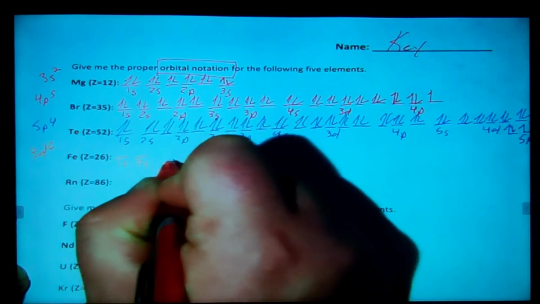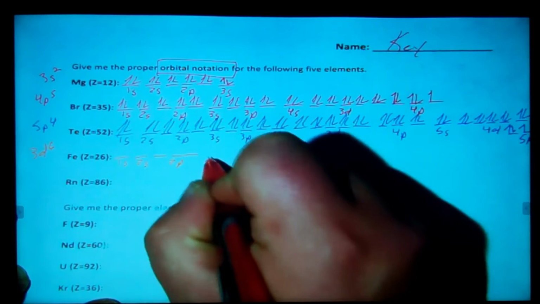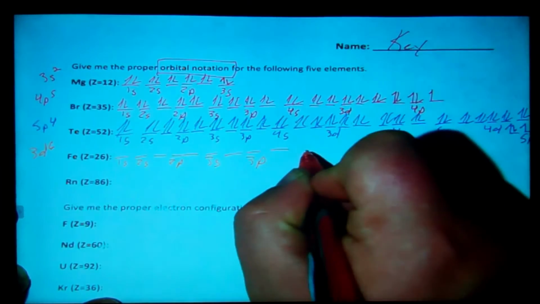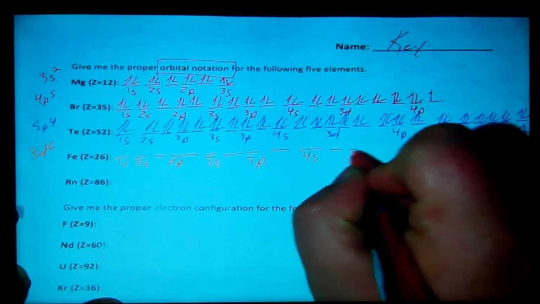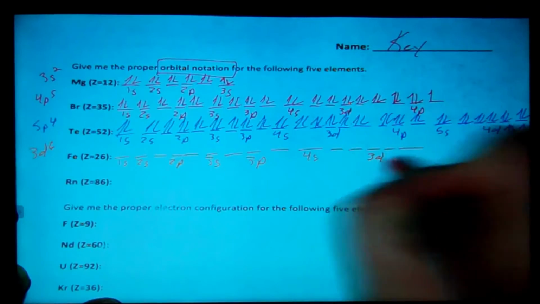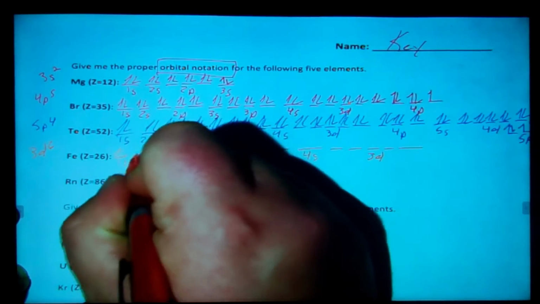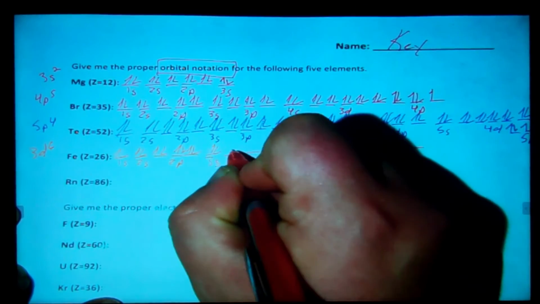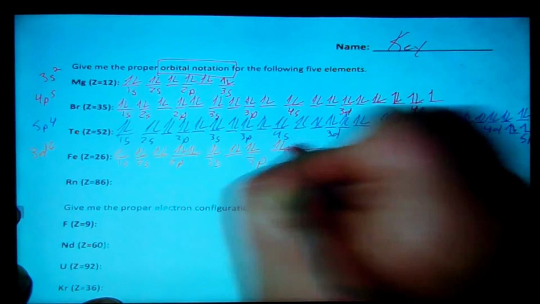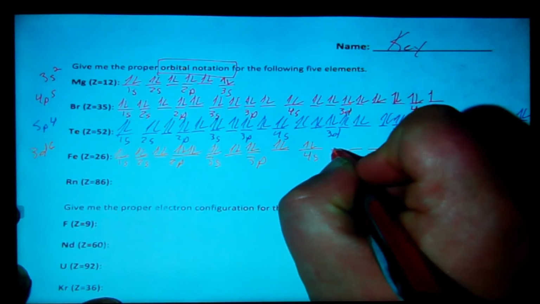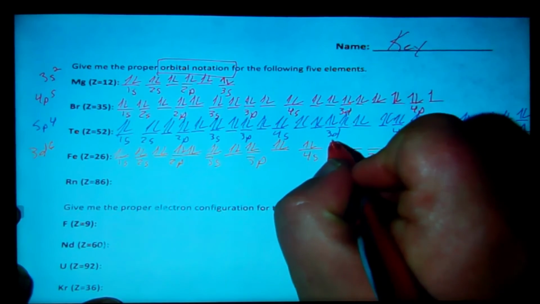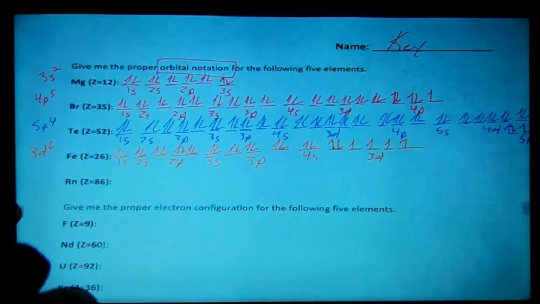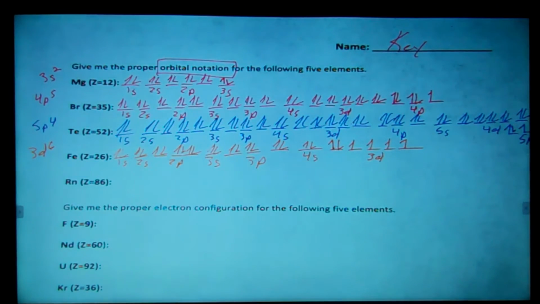1s, 2s, 2p, 3s, 3p, 4s, 3d. All these are full all the way till I get to my 3d. Alright, I have 6 electrons, so 1, 2, 3, 4, 5, and 6. So that is the correct orbital notation for iron.